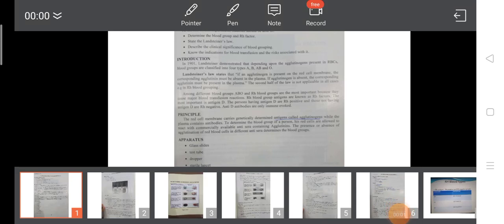Assalamu alaikum. Today, the topic or the practical we are going to discuss and perform is how to determine blood group and the presence or absence of Rh factor. Before going into the details of the practical, I would like to give you a brief idea of why it is important to perform blood grouping and to determine the presence or absence of Rh factor.